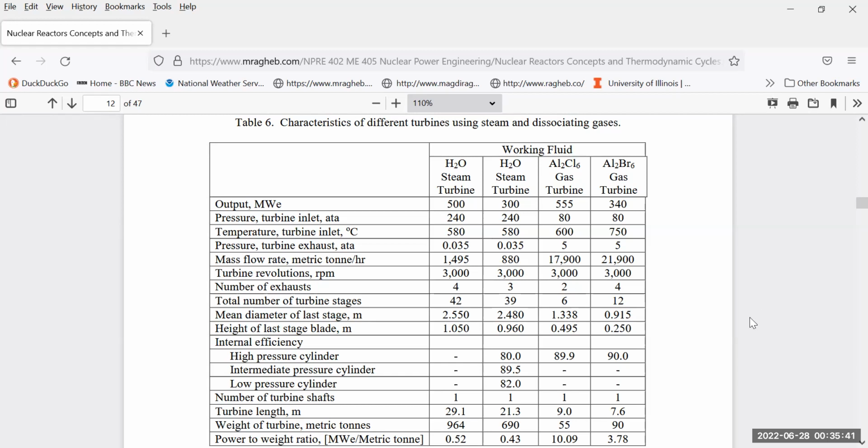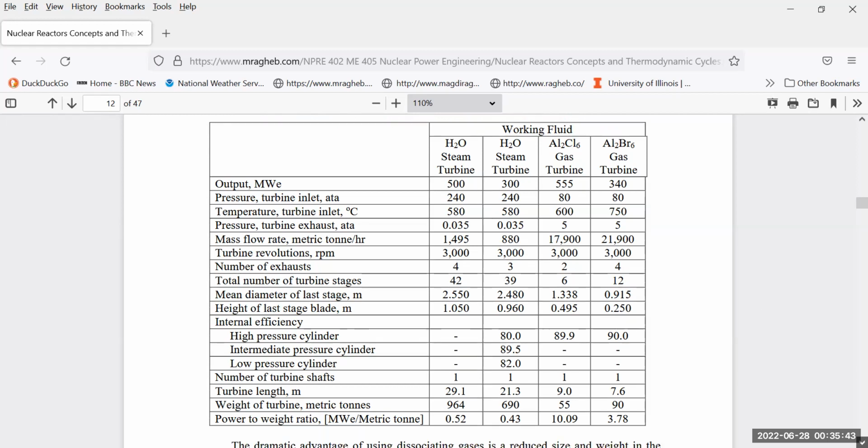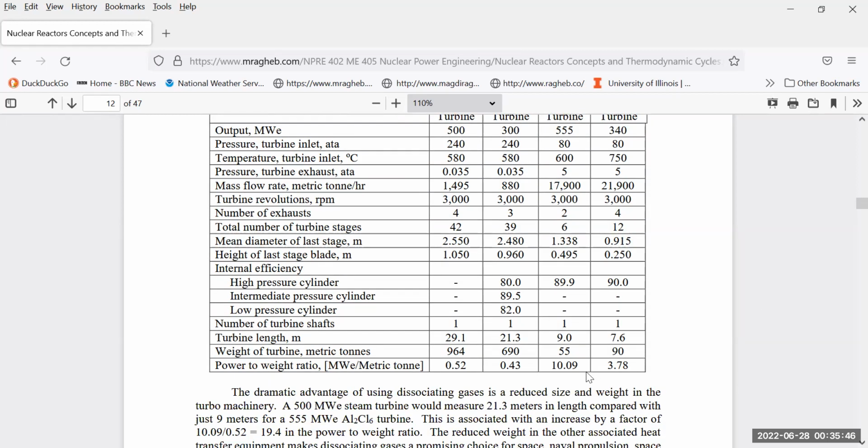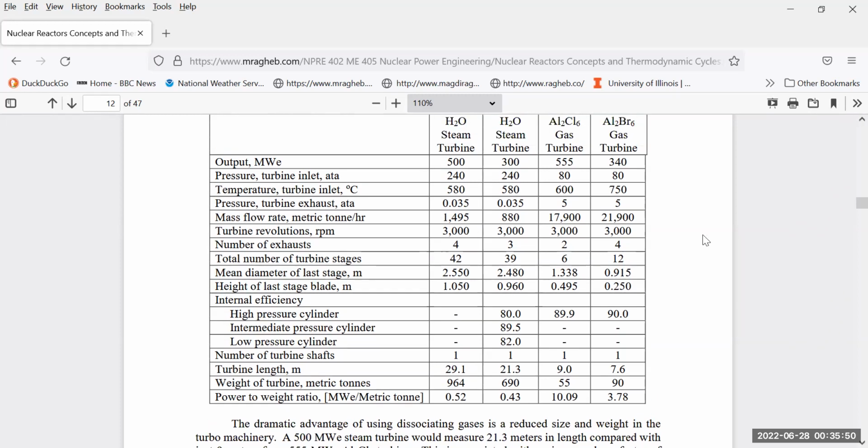And let's just go to the end of the design feature here. You'll find that in the case of the steam turbine, the turbine length would be about 30 meters. If you take the aluminum chloride, because now you have more molecules doing the work, that 30 meters becomes only 9 meters, 1/3 the length.